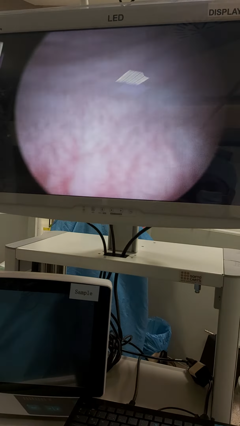Sometimes when we begin to empty the bladder, patchy hemorrhages may be observed. Now I am emptying the bladder and observing if there is any hemorrhage. The hemorrhages usually happen in the lateral bladder walls, in this part of the bladder. Till now there is no problem.